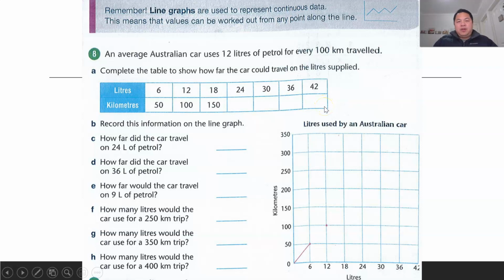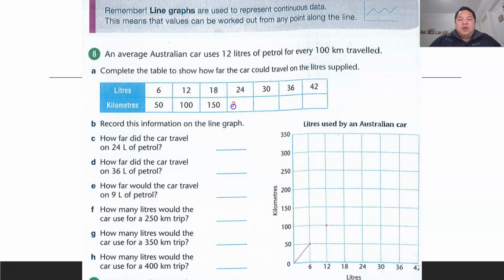Line graphs. We all know that line graphs represent continuous data, meaning results can go on and on. There isn't a stopping point. This means that the value can be worked out from any point along the line. In this case, an average Australian car uses 12 liters of petrol for every 100 kilometers. So from here you can work out that every 100 kilometers is 12 liters, so 6 liters will be 50 kilometers, which is half of 100.